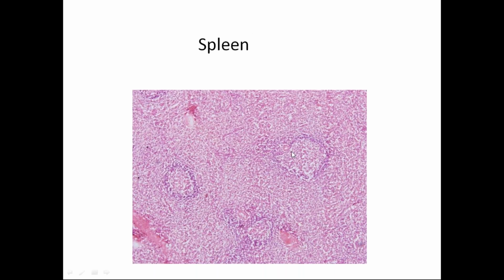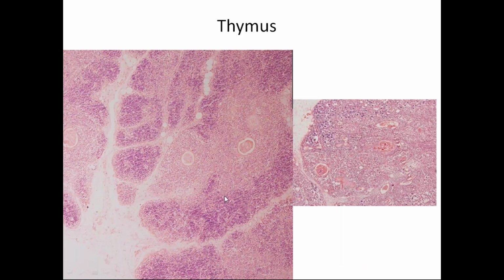So this is also there. These are the lymphatic nodules of the spleen. If you look at the arteriole, this is the eccentric arteriole. So you have to see them and identify and answer. And the other lymphatic organ that one sees is the thymus.